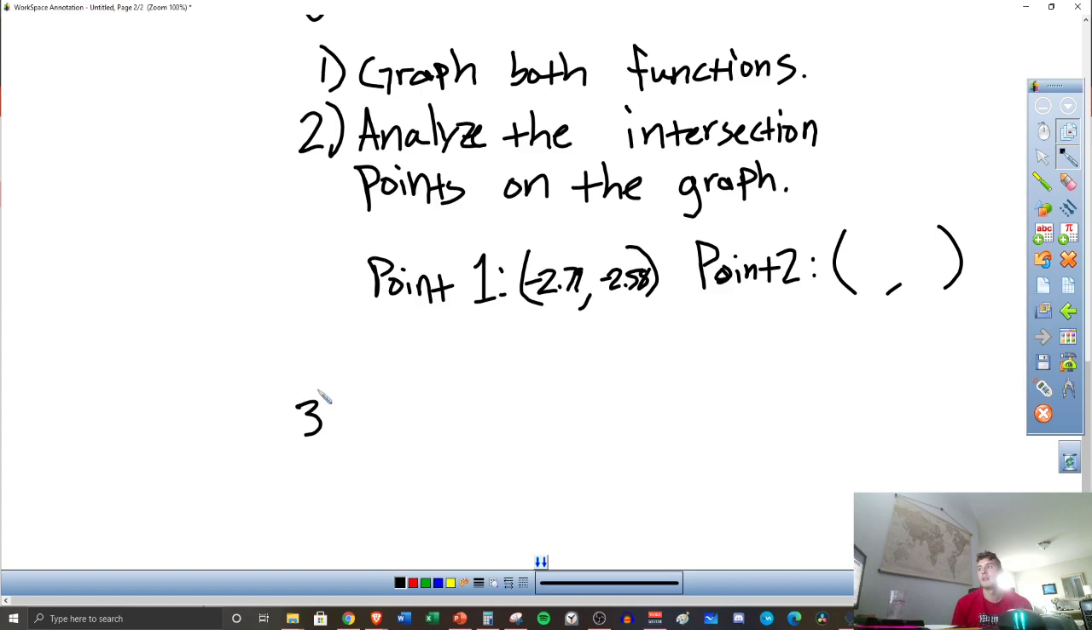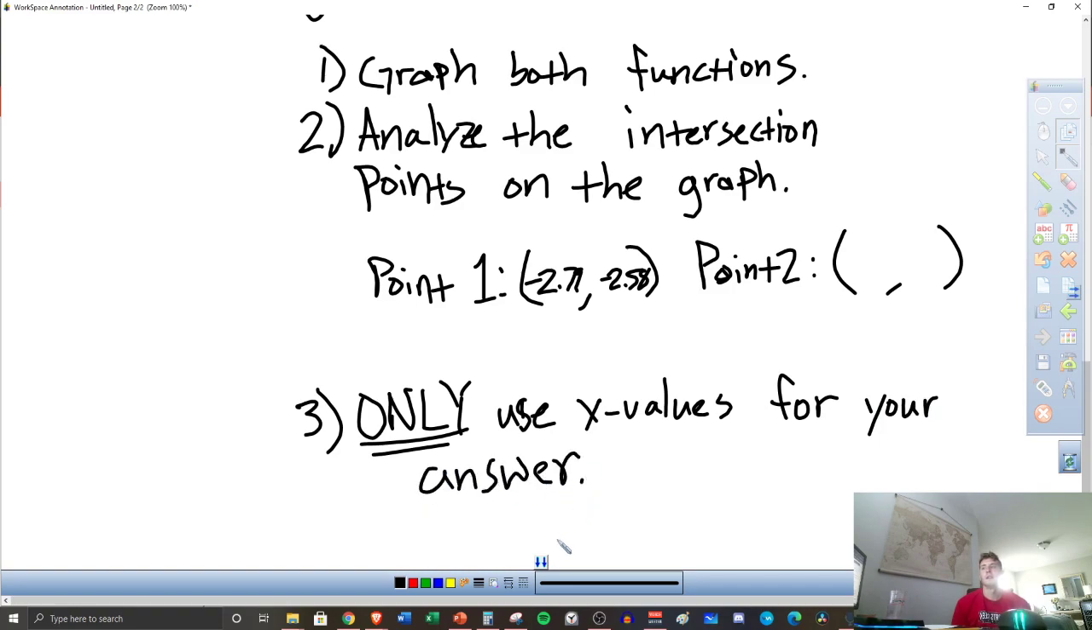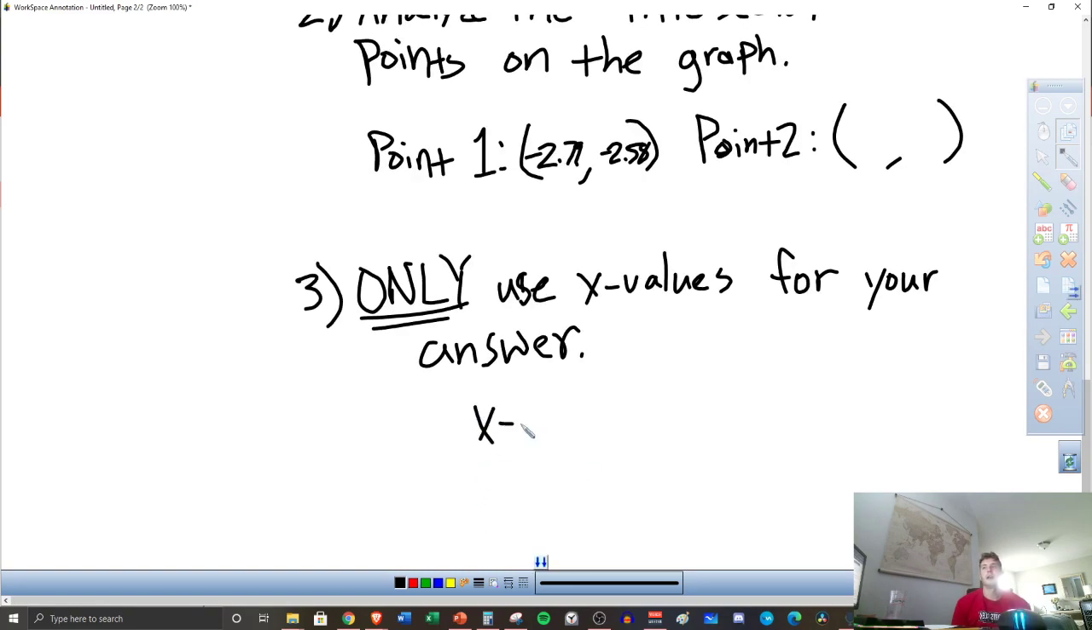Third, use x values for your answer. So I'm going to write them up like this. X is equal to negative 2.79. Now I've got to go find the other one.